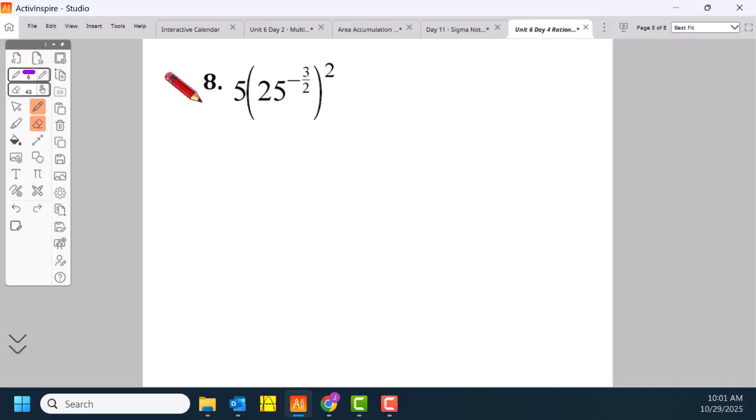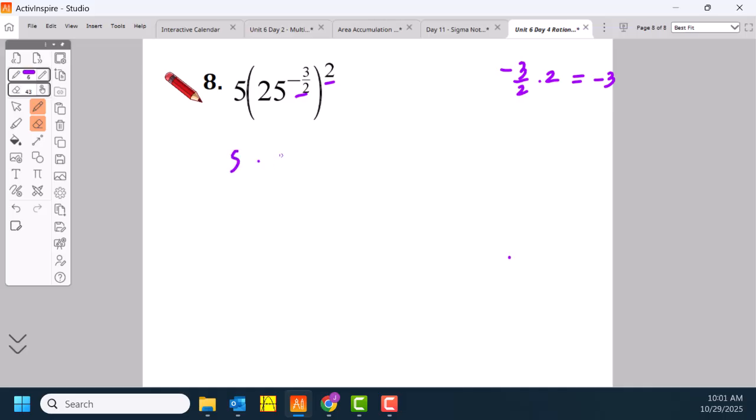Okay, one last one I want you all to try. Pause the video, try it yourself. Okay, welcome back. This is another one where we could get common bases or we could simplify first. I'm at least going to do power to a power, where we multiply. So this is negative 3 halves times 2. You can say this is negative 6 over 2, but no matter what, it simplifies down to negative 3.